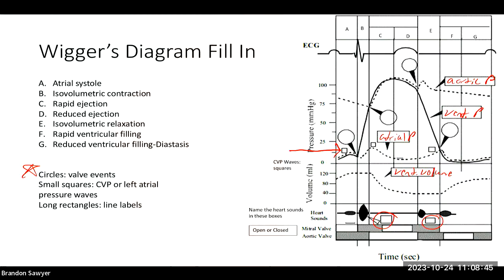What are the little boxes? The little tiny ones. Those are events in the atrial pressure wave that we haven't really talked about yet, but they're on the previous slide. It's also known as central venous pressure. That's why it says CVP waves.